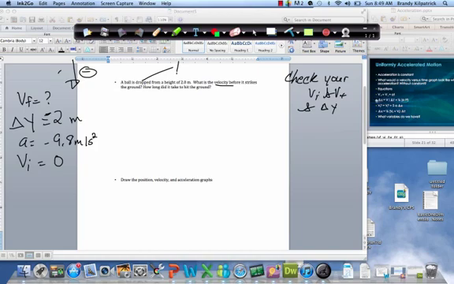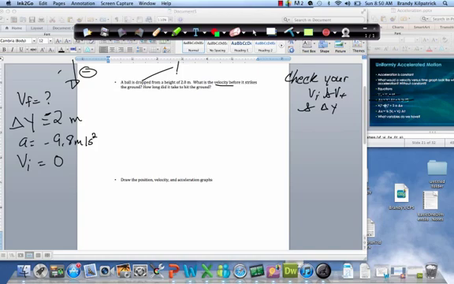So right here, I'm looking for VF. So this first equation, I have one unknown so far. I have VI, I have acceleration, but I do not have time, so I cannot use the first equation because it has two unknown variables. VF and time are unknown, so I cannot use that equation. The second equation, I have delta Y. I do have VI, but I don't have time. So I cannot use this equation.